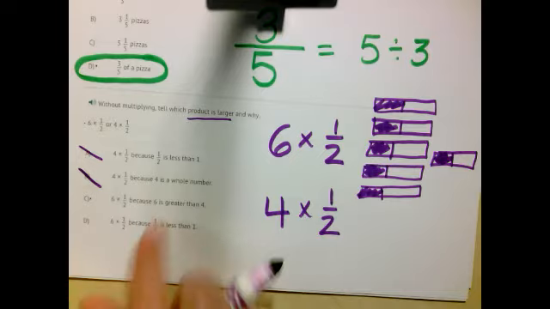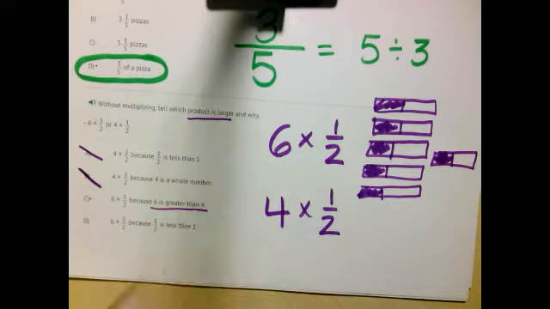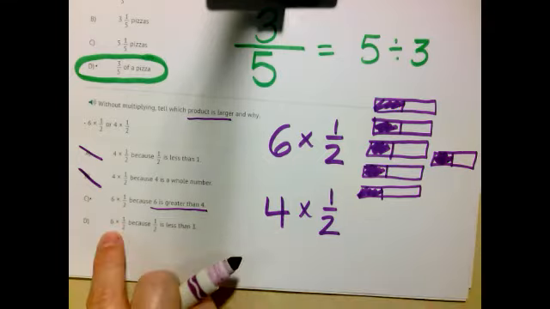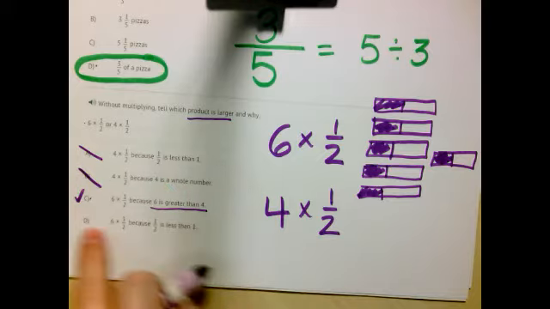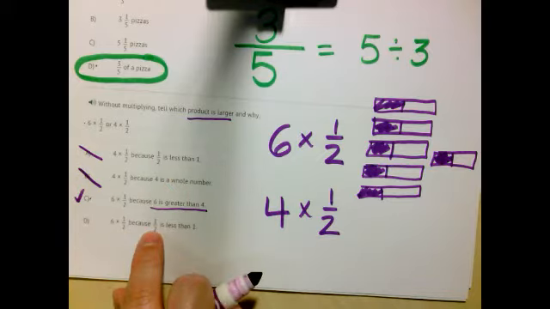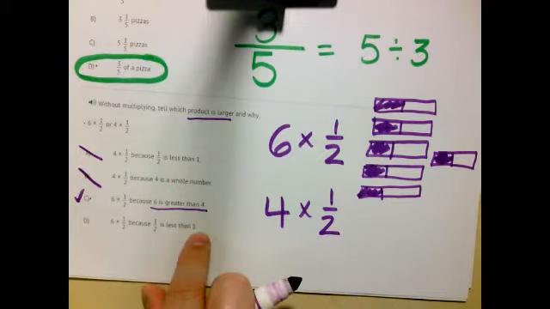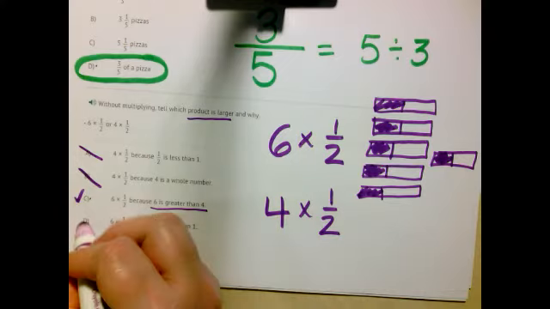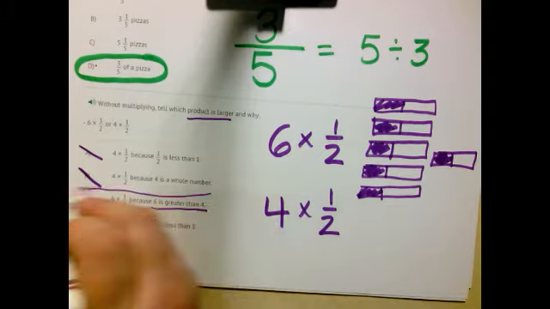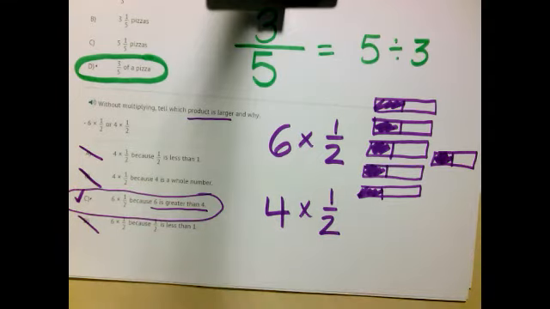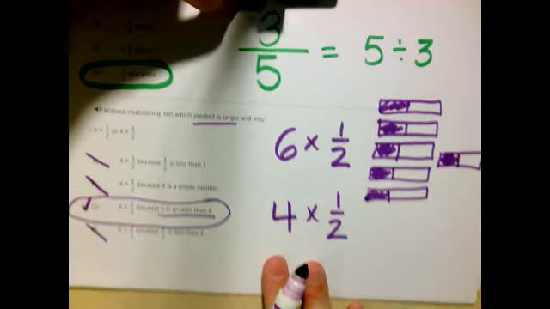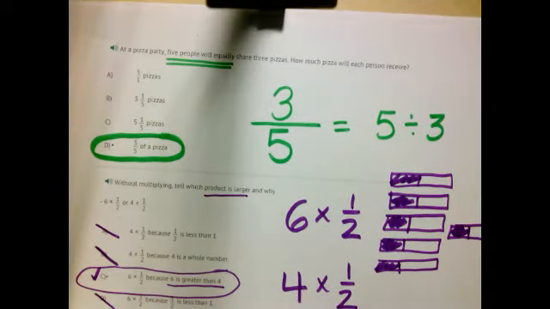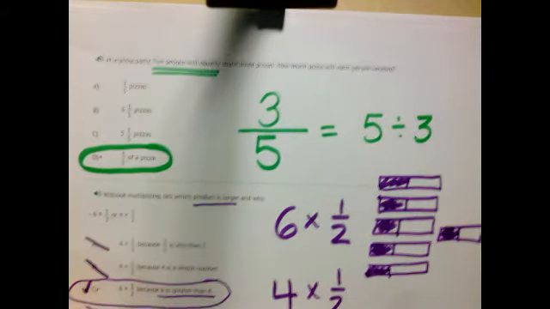6.5 because 6 is greater than 4. Well, that's a very true statement, and that is why it's larger. So that's a possibility. And then D says 6.5 because half is less than 1. Well, that's not why it's making it larger out of these 2. So your only really good answer here is C, 6.5 because 6 is greater than 4.